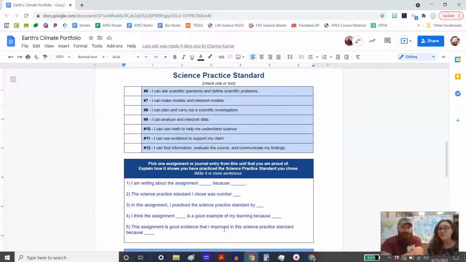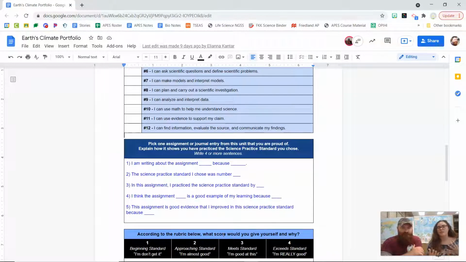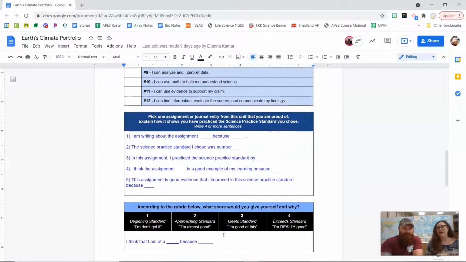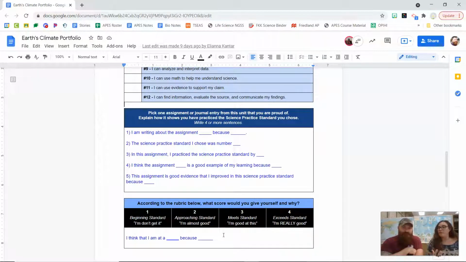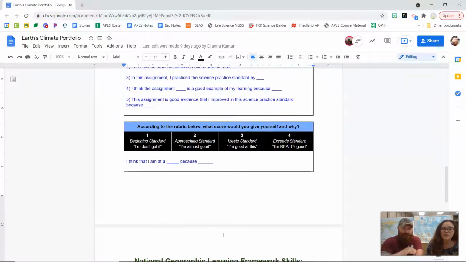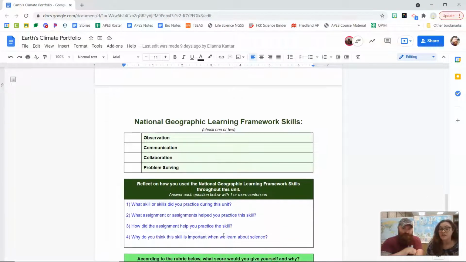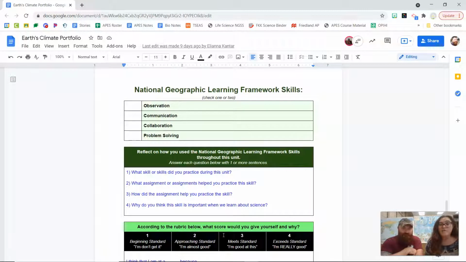And again, here we have some frames so they can begin to think about which assignment shows this practice and why did they choose that assignment. And then again, the rubric, so they can grade themselves on this practice. And then finally, we included an additional page that you can choose to keep if you are incorporating the National Geographic Learning Framework into your classroom. We decided to only focus on the learning framework skills for this portfolio because we felt that these were things that students were actively doing.